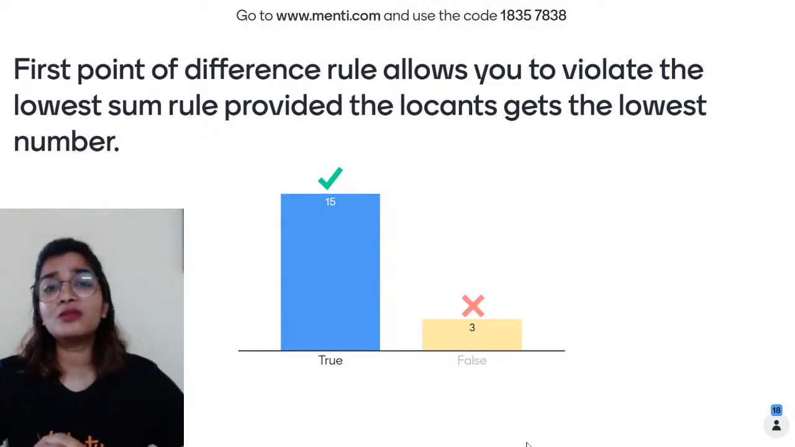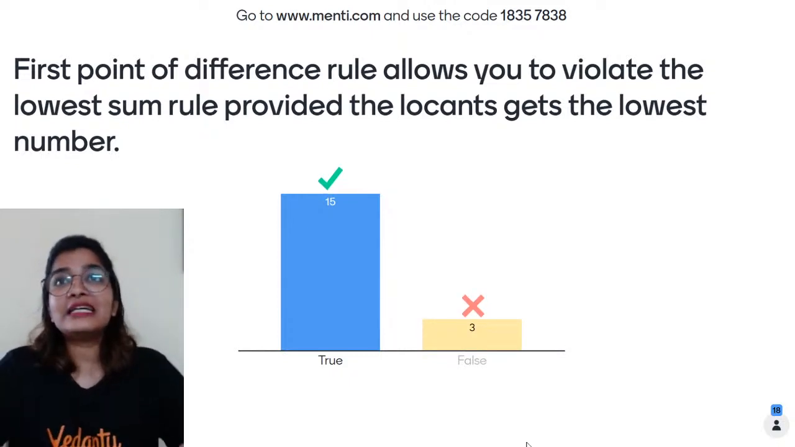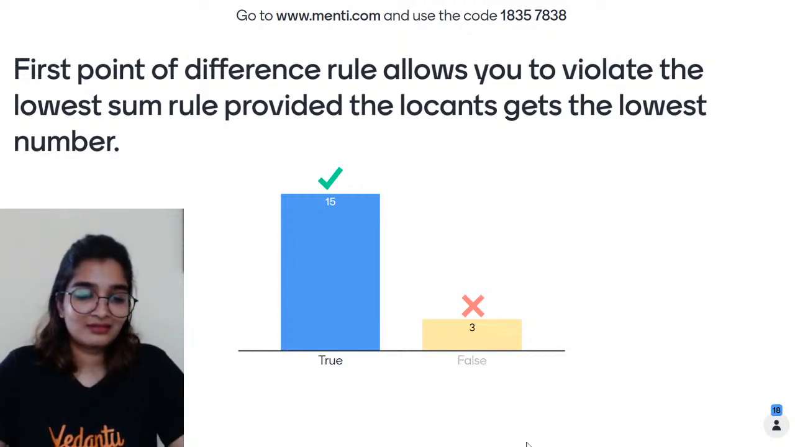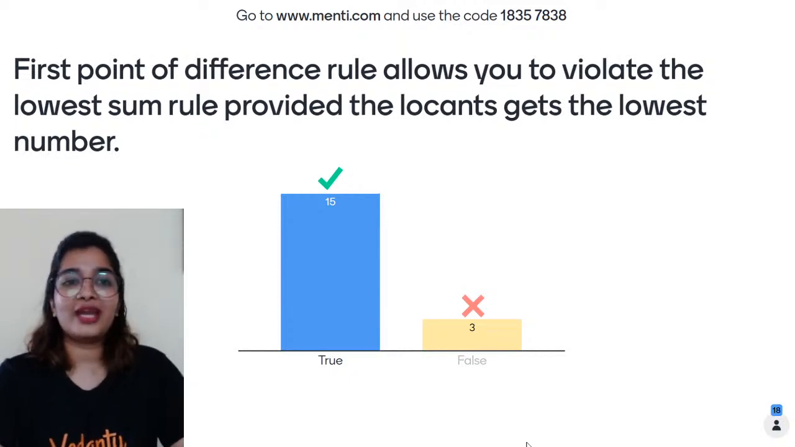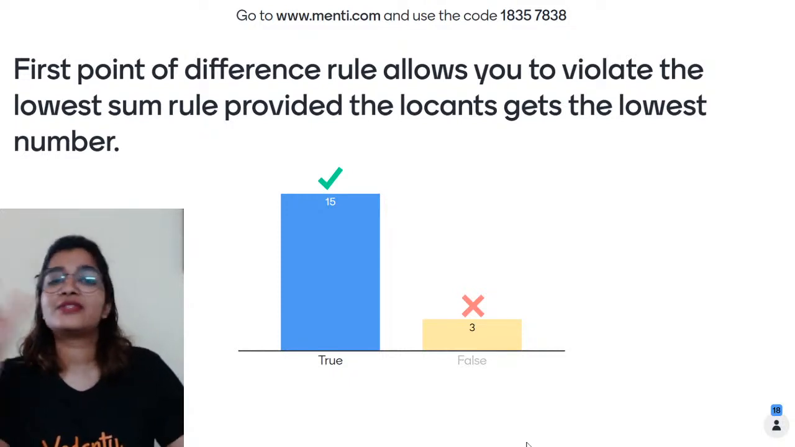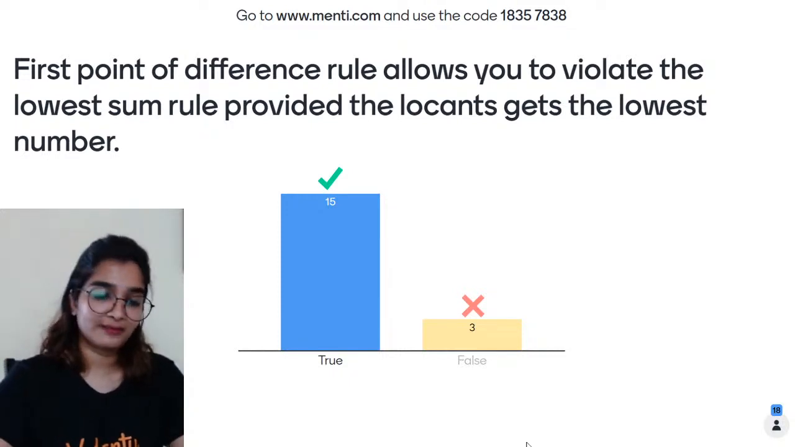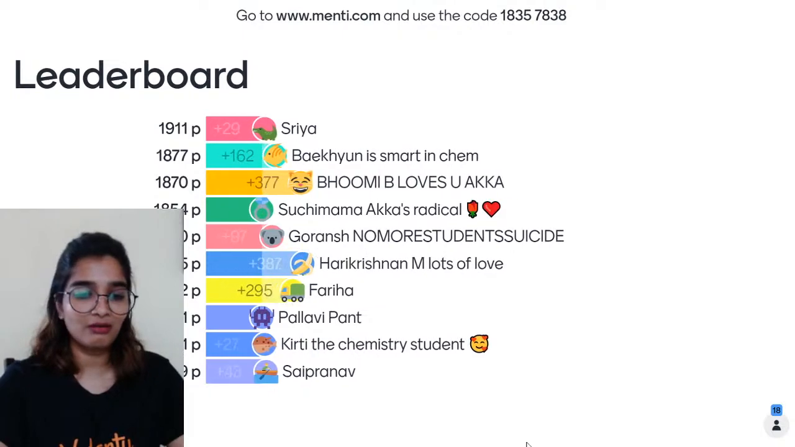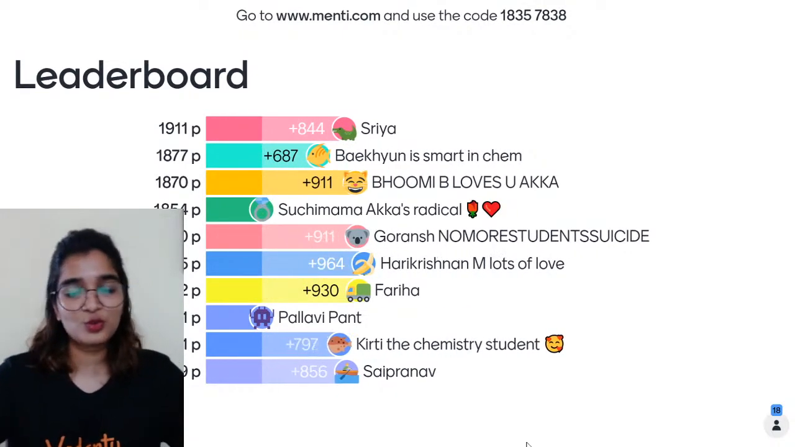It's false, no. Obviously, they are getting the lowest number, right? You can violate that rule in case of a lot of substituents and if the carbon chain is long. Okay? Yes, Nehangshu, I will. I said false. No, it's true. True it is.